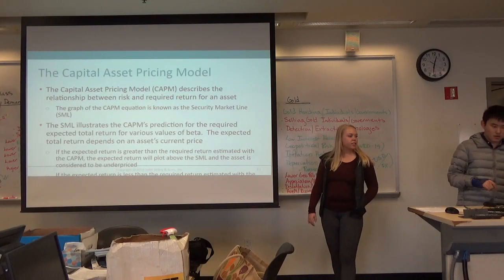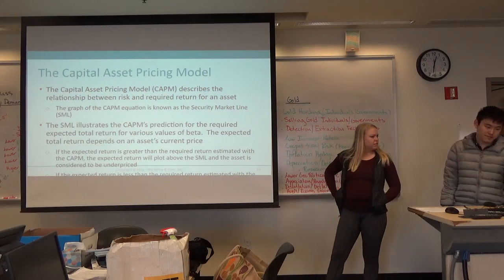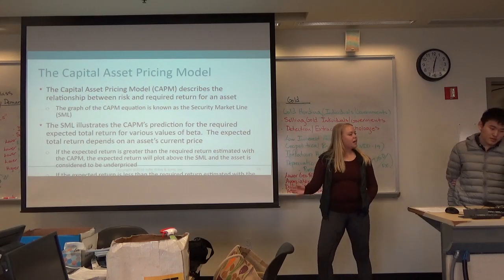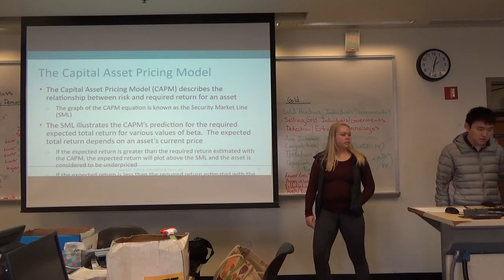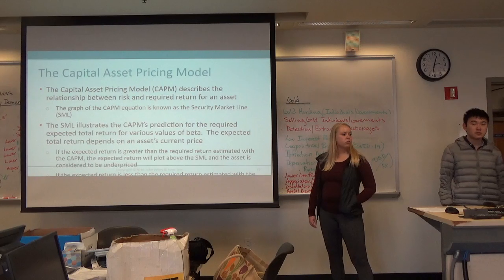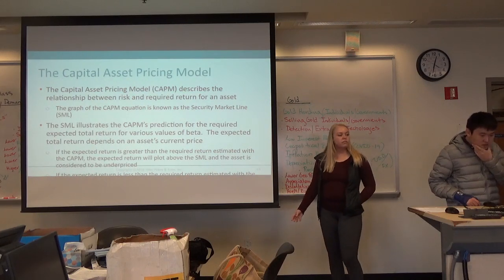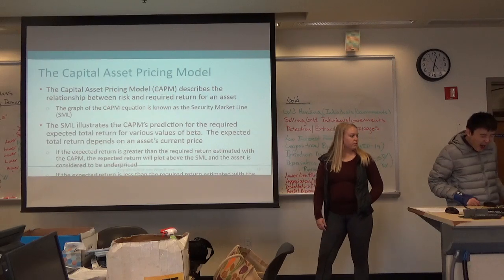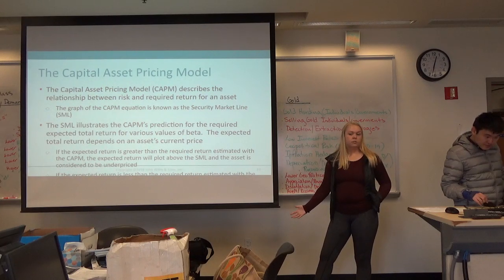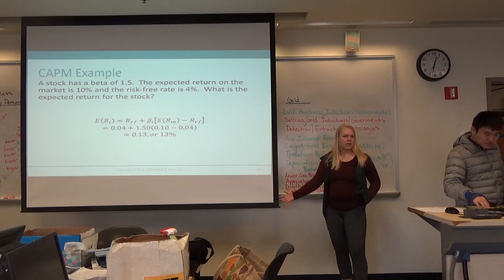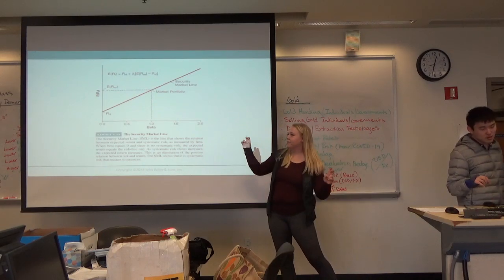So the capital asset pricing model describes the relationship between the risk and required return for an asset. The graph of the capital asset pricing model equation is known as the security market line, also denoted as SML. The SML illustrates the capital asset pricing model's prediction for the required expected total return for the various values of beta. The expected total return depends on the asset's current price. So if the expected return is greater than the required return estimated with the capital asset pricing model, the expected return will plot above the line, and the asset is considered to be underpriced. This is an example of the capital asset pricing model, and if you want to go back one, this line here is the SML, security market line.